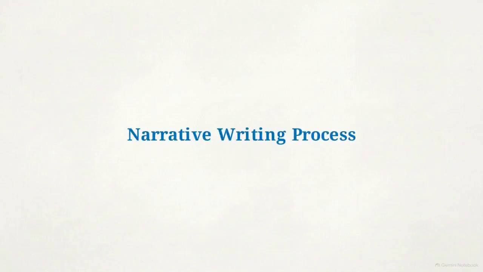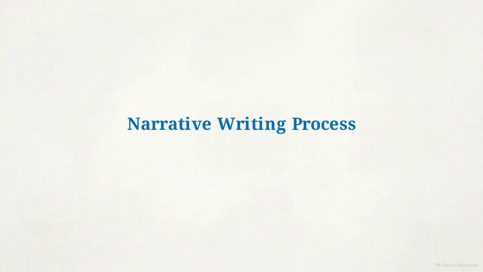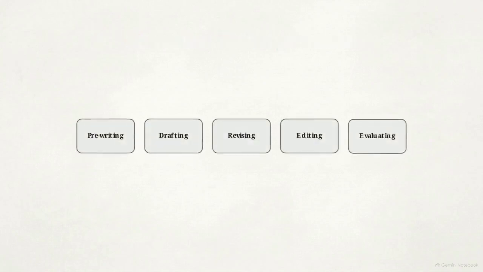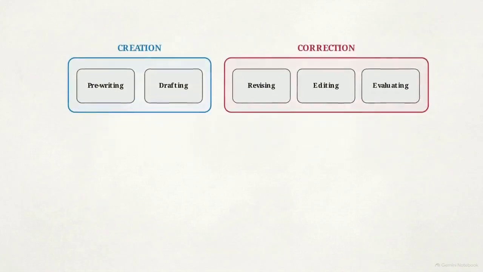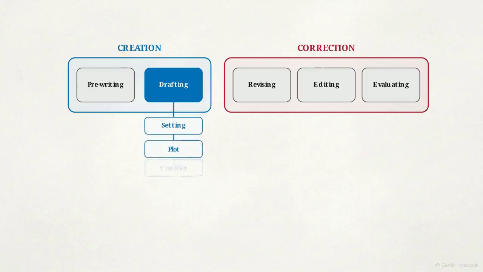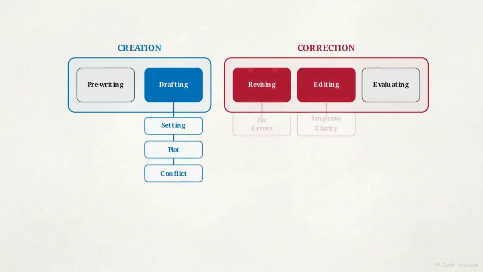Once you understand how to break down an existing text, you can begin building your own. Producing a narrative piece requires moving through 5 distinct stages: pre-writing, drafting, revising, editing, and evaluating. Separate the act of creation from the act of correction. Drafting is the phase where you build setting, plot, and conflict. Save the mechanical work of fixing errors and improving sentence clarity for the revising and editing stages.